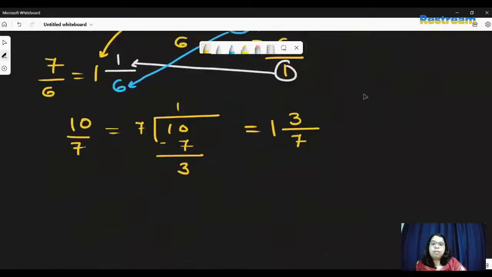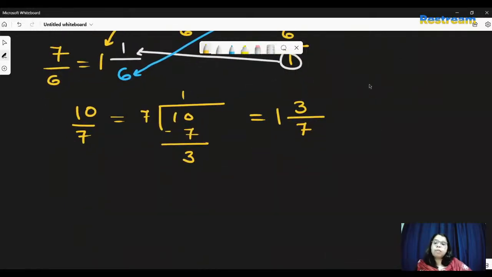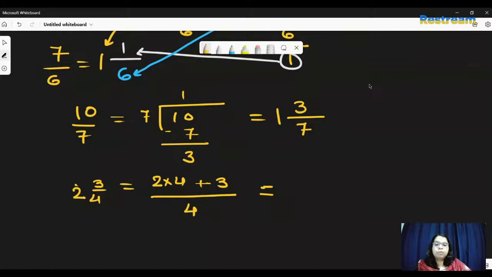Now similarly, we can convert mixed fractions into improper fractions. So let's say I have 2 3 by 4. What I will do is, first I will multiply 2 times 4, then I will add this 3 and then put a denominator here. So I will get 2 times 4 is 8, 8 plus 3 over 4.